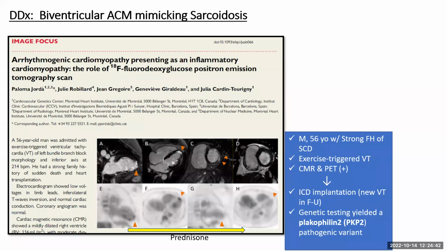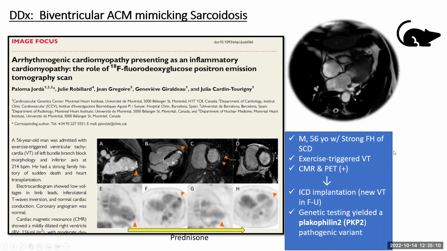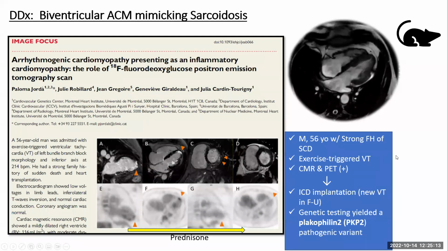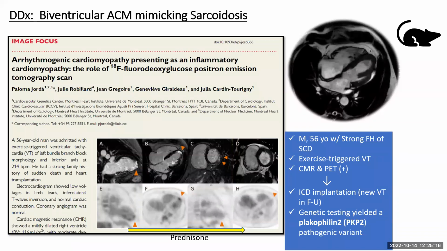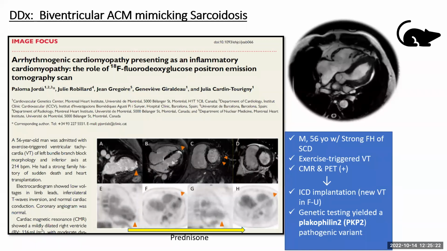Unfortunately, we are still struggling with the differential sometimes. Look at this case report, for example. The patient had a strong family history and presented with exercise-induced triggered VT. CMR and PET were suggestive of sarcoid. The patient responded to anti-inflammatory treatment but had recurrent VT in the follow-up. A genetic test came out positive for a pathogenic variant like plakophilin 2. But if we look closely to the CMR four-chamber stack in the supplemental material, we can see the rat-bite appearance of the LV free wall together with typical RV dilatation and regional wall motion abnormality suggestive of a biventricular ACM.